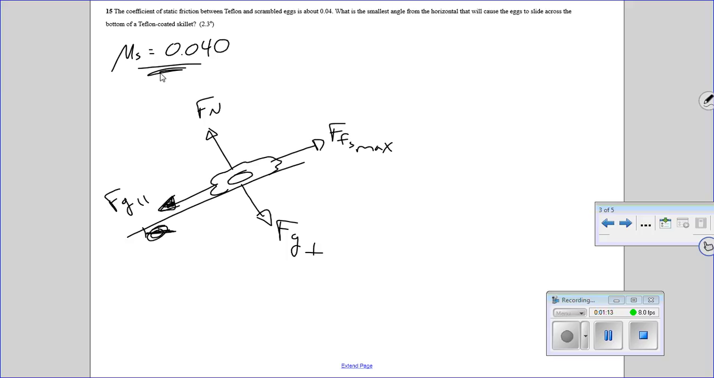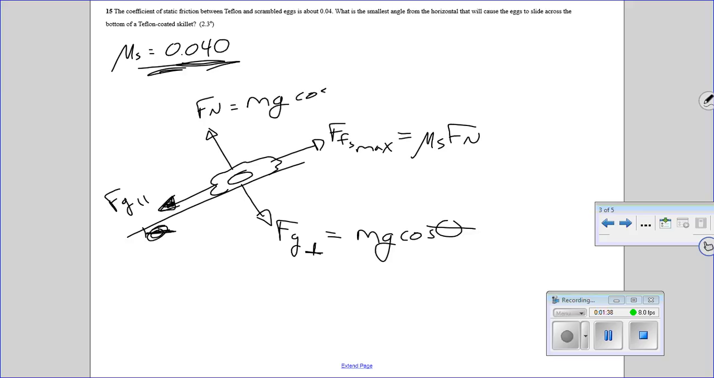Well, so to solve this thing, our maximum force of static friction is equal to our coefficient of static friction, which we know, times our normal force. So what's our normal force? Well, that's equal to this perpendicular component. The perpendicular component is just the weight, which is mg, times the cosine of our angle. So my normal force is also mg times the cosine of theta. And our parallel component is equal to the weight, mg, times the sine of the angle.